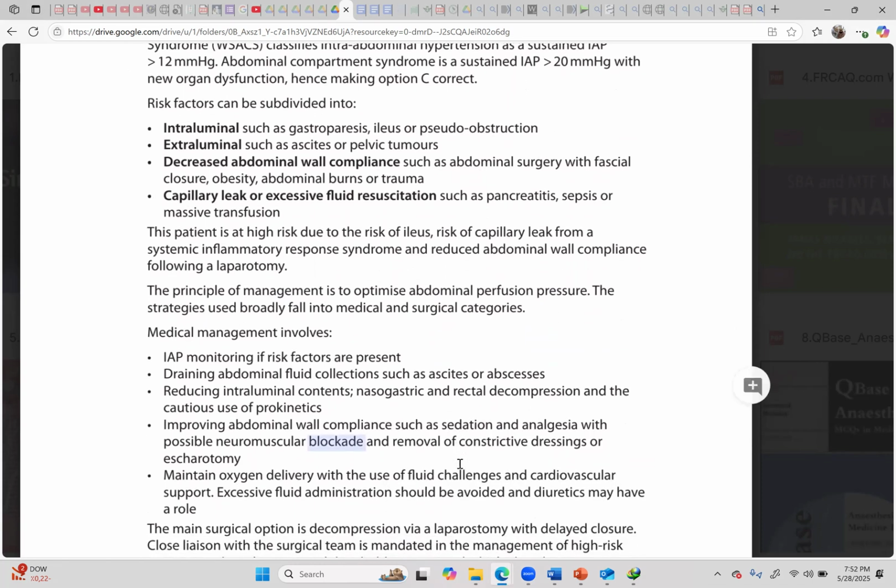Okay. So we have to drain abdominal fluid collections such as ascites or abscess, and reduce intraluminal contents: put an NG tube or rectal decompression, and use prokinetics if indicated. Improve abdominal wall compliance with sedation and analgesia, with possible neuromuscular blockade, and removal of constrictive dressings or escharotomy. Another thing is that sometimes this occurs when they do liposuction. Here they are saying constrictive dressing, but things are a little different there. Usually they put a relatively tight dressing, and if they don't, there will be more edema. But still it should not be so tight that it is hampering ventilation or creating an increase in intra-abdominal pressure.